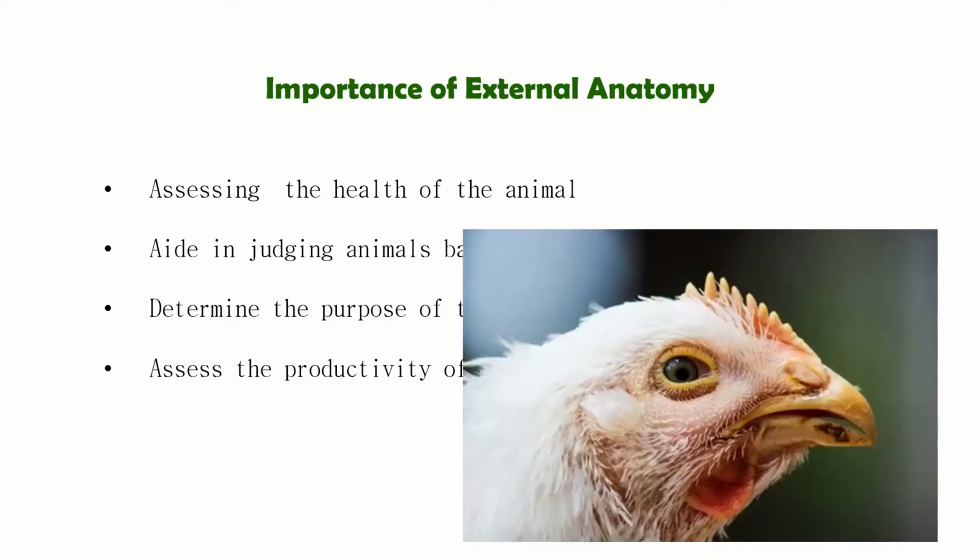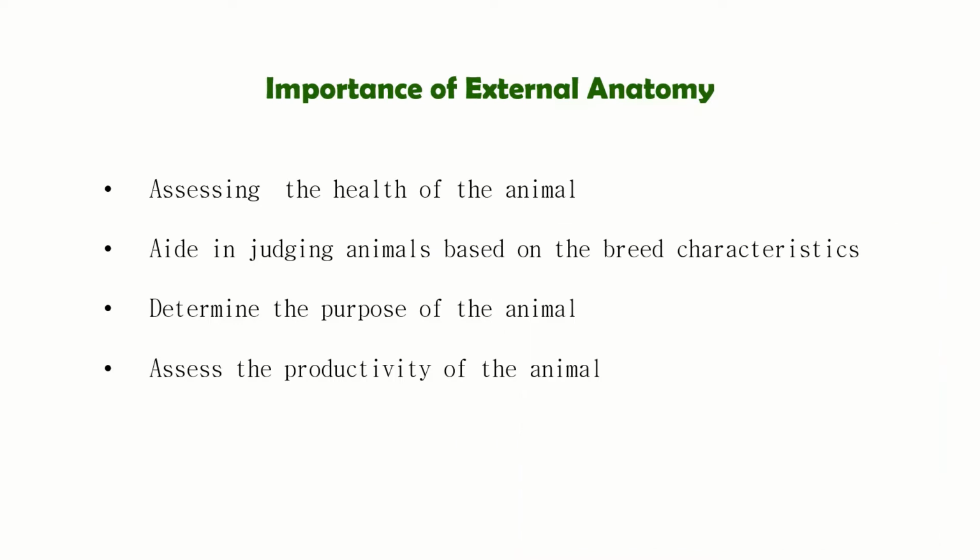For example, this chicken. Malalaman mo na parang meron siyang sakit. Diba? Sa unang tingin, why? Because yung kanyang mata. Mapapansin mo yung kanyang eye ring ay yellowish and yung kanyang eyes ay hindi bright. So, base sa observation natin, ma-assess natin yung kanyang health. Next is, it is an aid in judging animals based on their breed characteristic. Kung familiar ka sa kanilang external anatomy, ma-identify mo din kung ano ang kanilang breed.